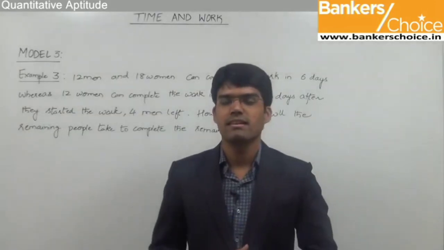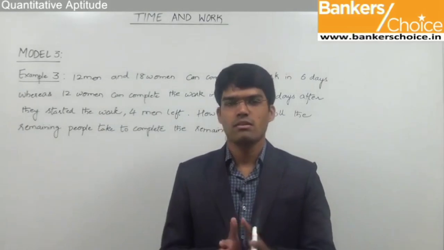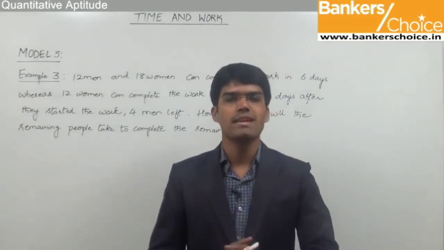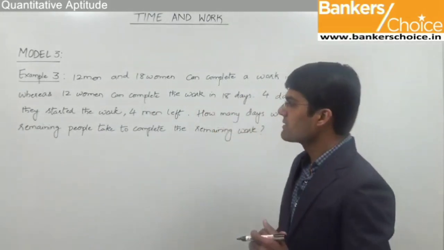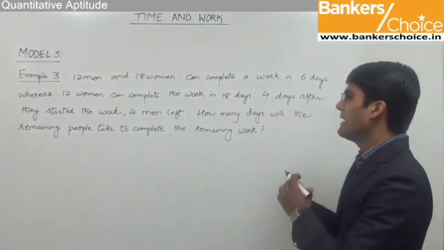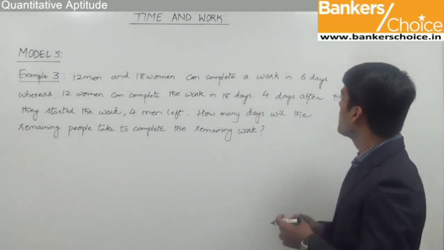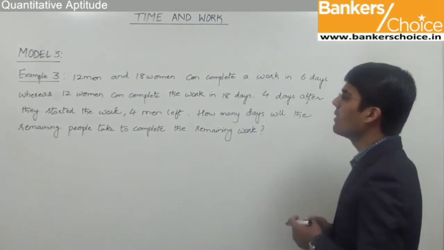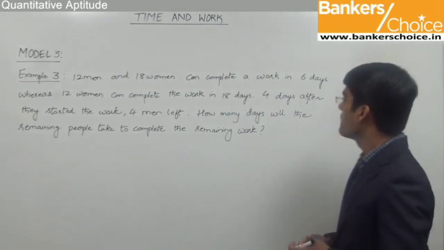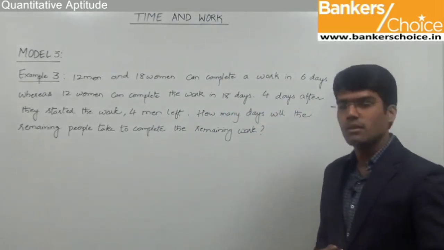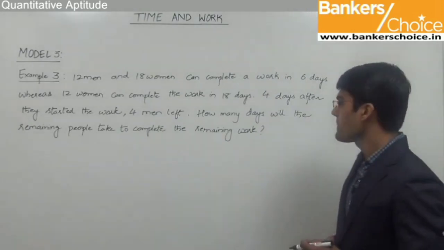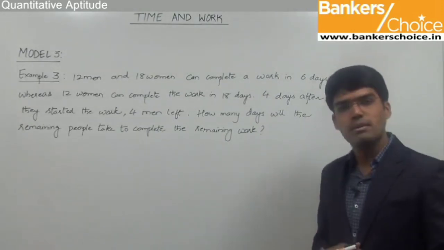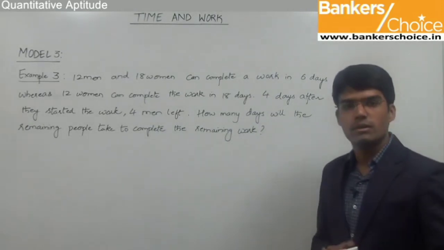Let us now discuss the third example from model 3, which can also be solved with the help of the men into days concept. Let us look at the question first. 12 men and 18 women can complete a work in 6 days, whereas 12 women can complete the work in 18 days. 4 days after they started the work, 4 men left. How many days will the remaining people take to complete the remaining work?